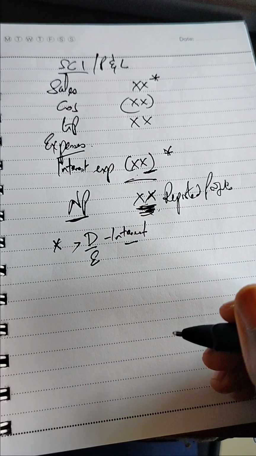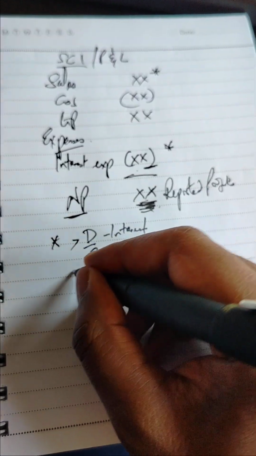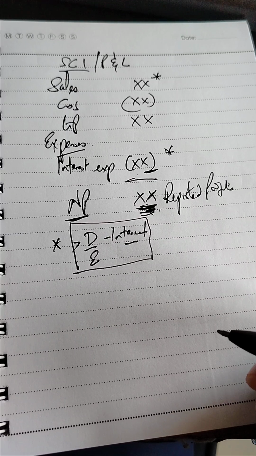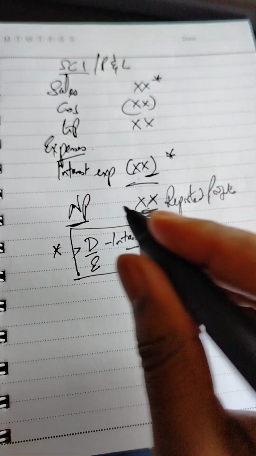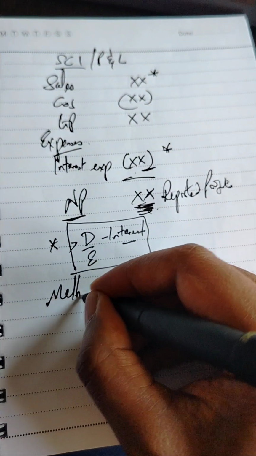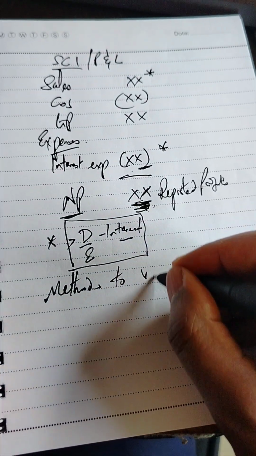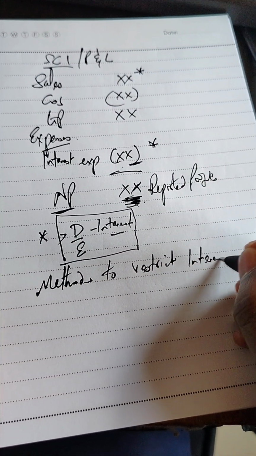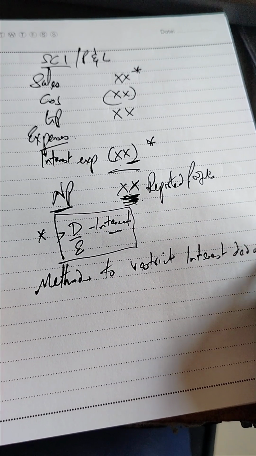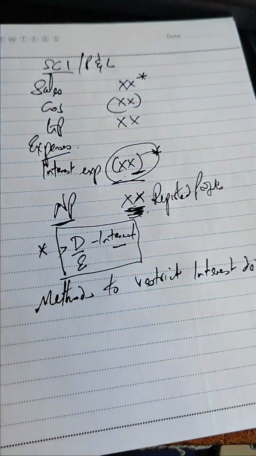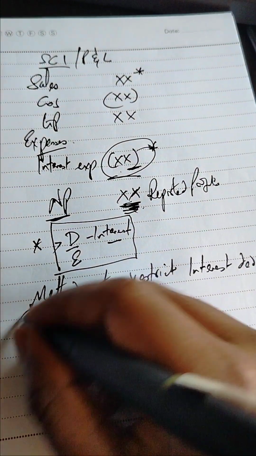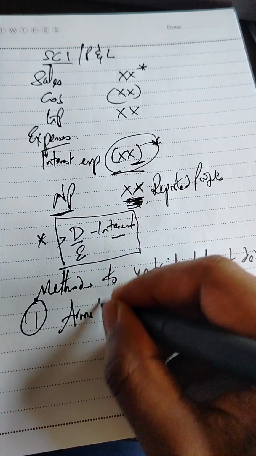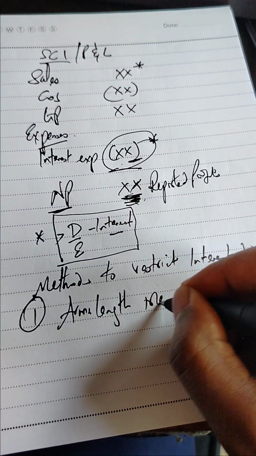So what have jurisdictions done to manage this tax planning avenue? There are methods of interest restrictions, methods to restrict interest deductibility, this aspect of deduction of the interest here. So one method is what we refer to as the arm's length method.